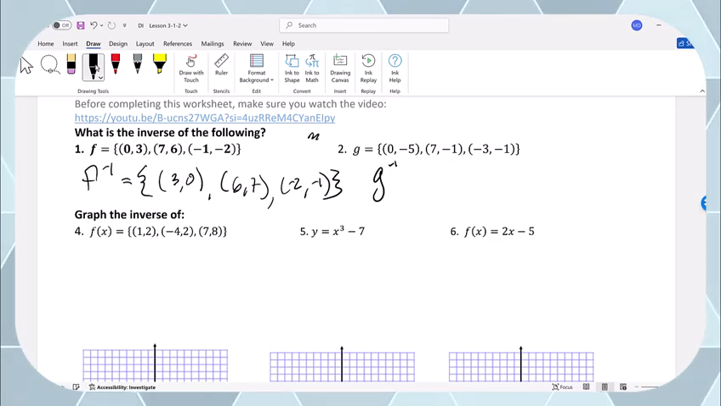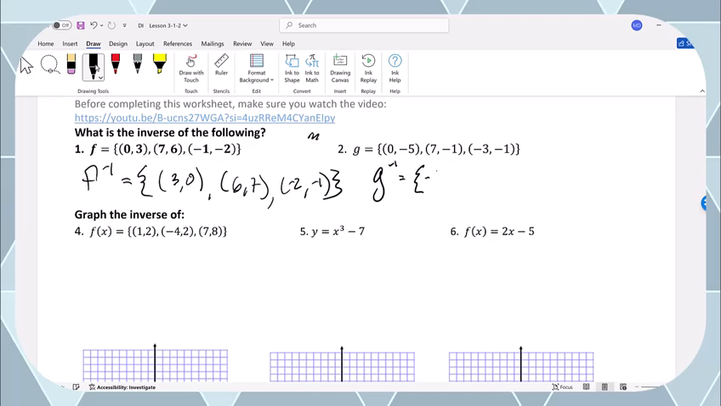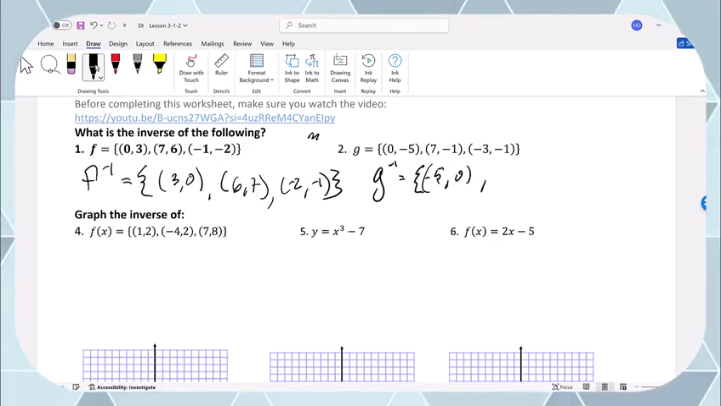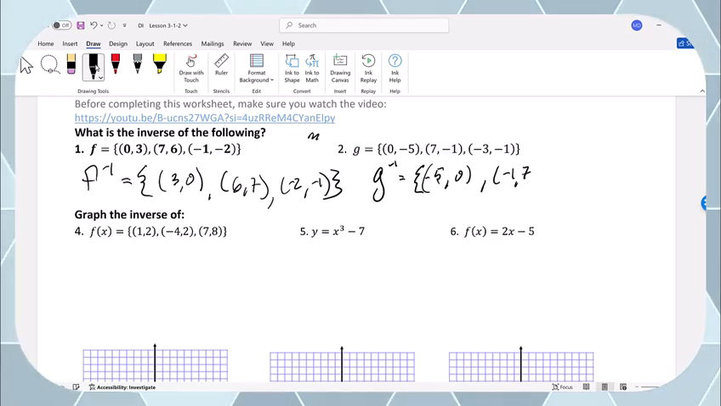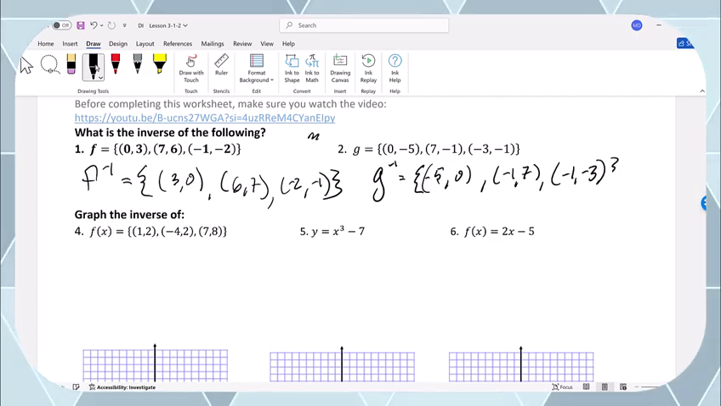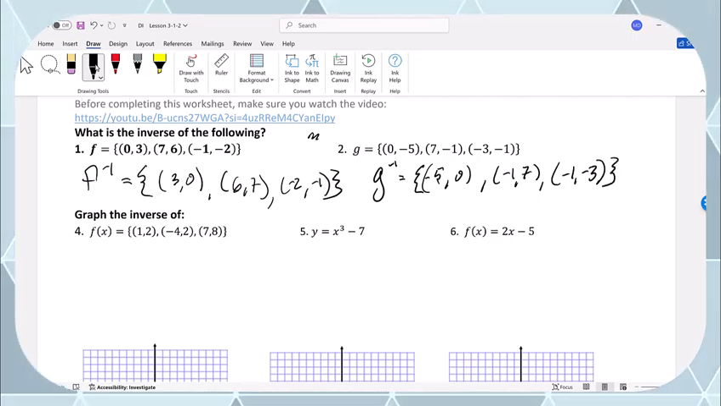This one, g inverse, switch the x and y. It's going to be your inverse.